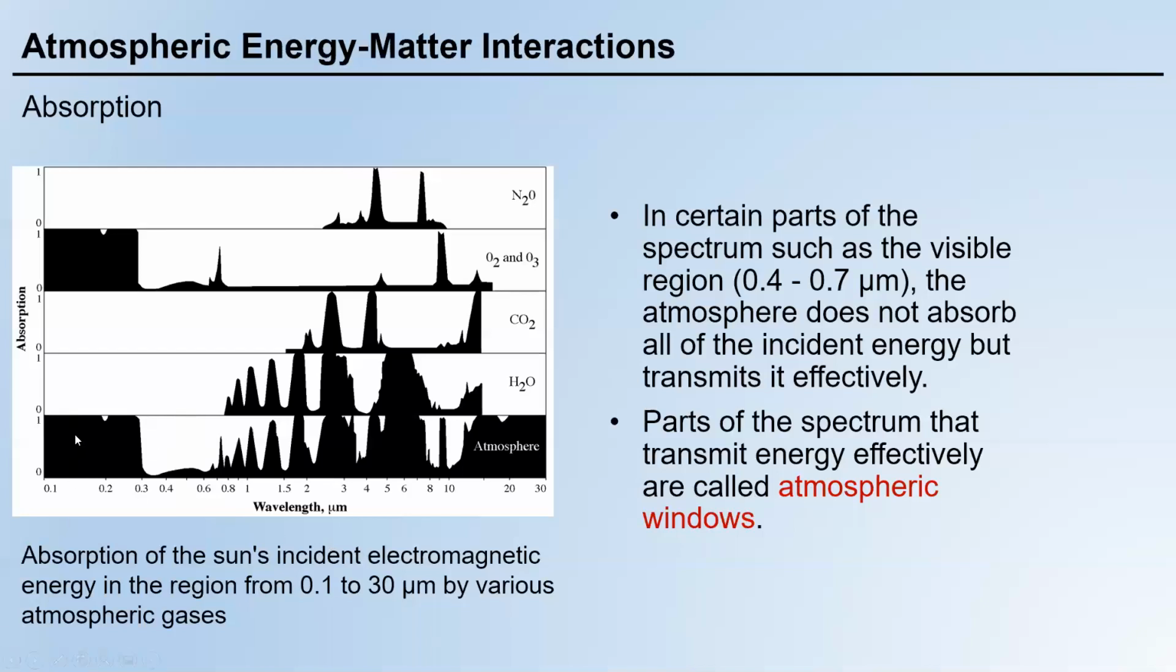Because if your sensor is very sensitive to EMR with a wavelength smaller than 0.3, it's meaningless. You can barely collect any energy from the surface of the Earth, because this part of the energy has been absorbed by O2 and O3 in the atmosphere even before it could arrive at the surface of the Earth, right? So the concept of atmospheric windows is pretty important.